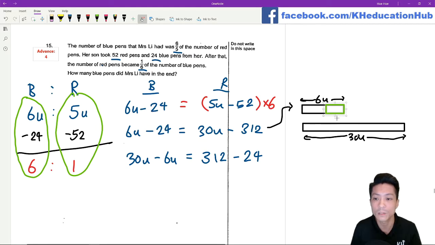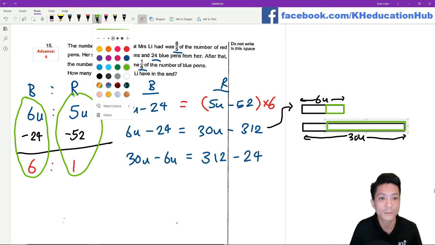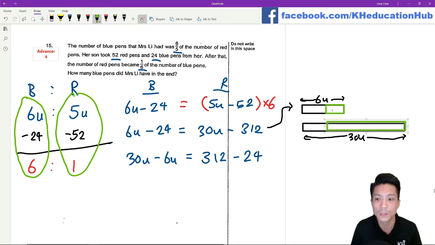If I subtract the 30 units with 312, they will be the same. So this is 24. This is 312. If you compare this part here, this red part here would be 30 units minus 6 units, which is also the same as 312 minus 24 over here.